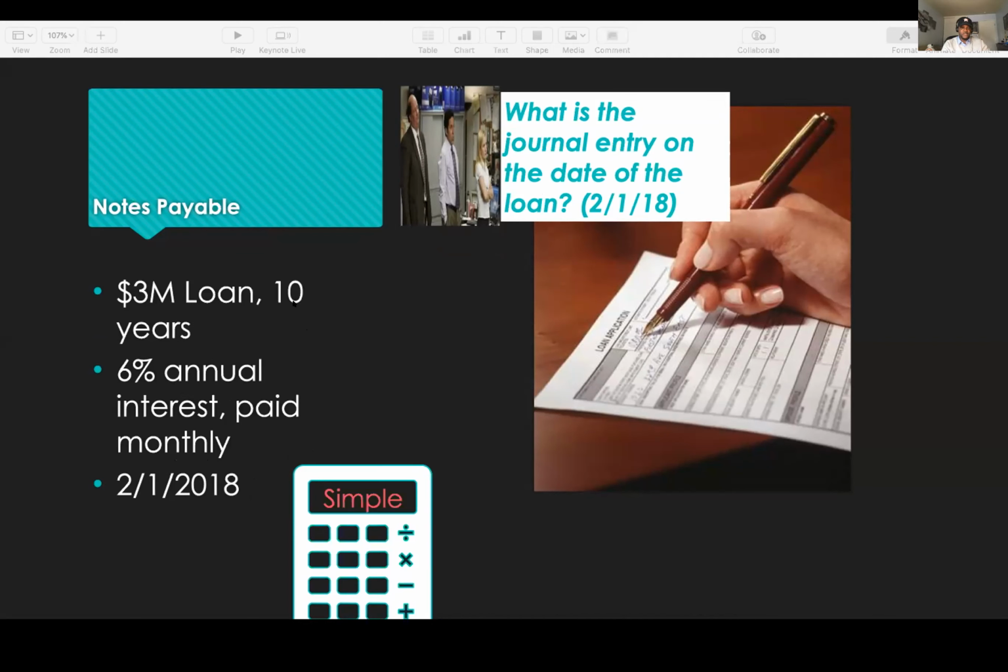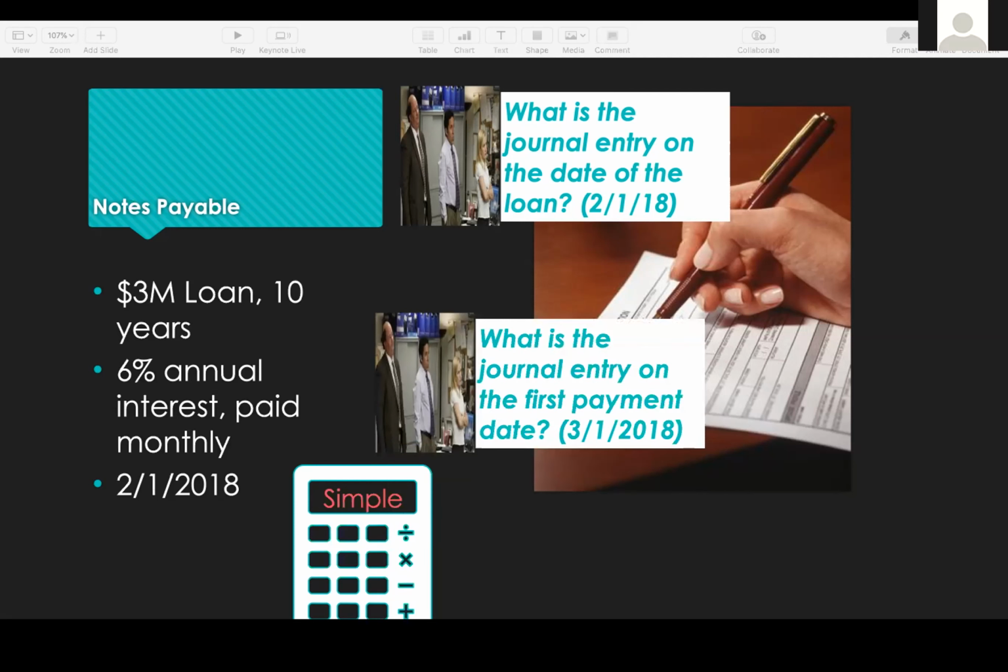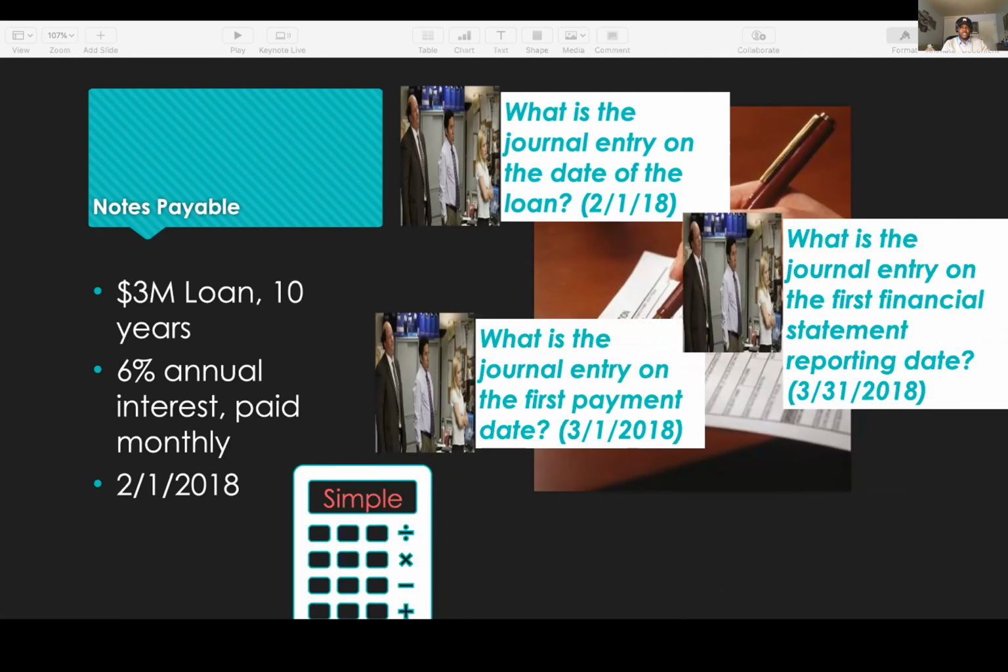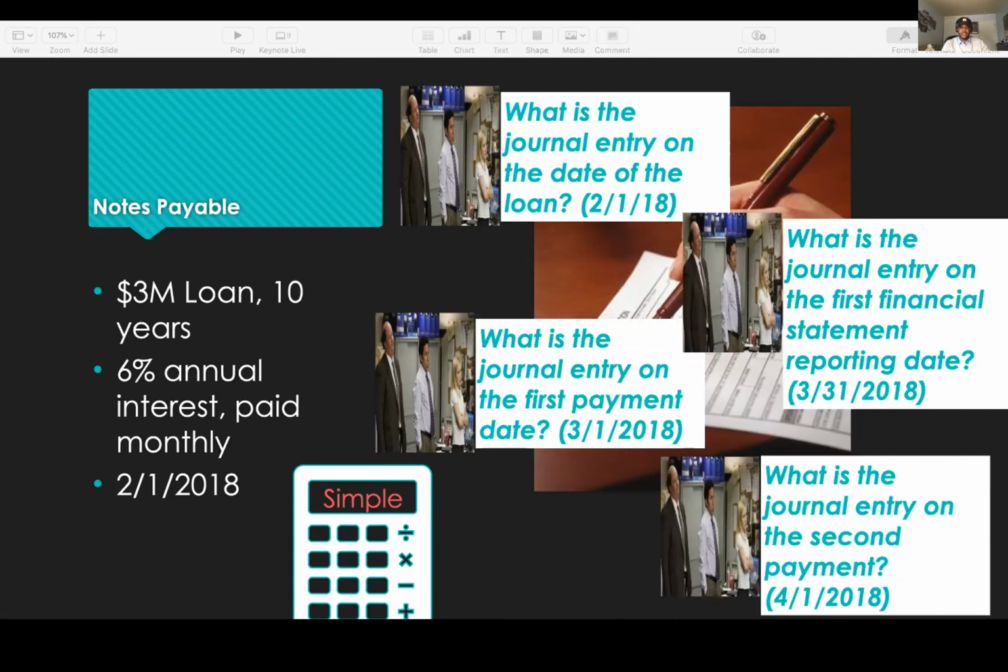It's a $3 million loan for 10 years, 6% annual interest paid monthly. Okay. February 1st, 2018. What's the journal entry on the date of the loan? What's the journal entry on the first payment date? That's the second one. What's the journal entry on March 31st when they get to their first financial statement on the accrual basis of accounting? And then what's the journal entry on the second payment date? Okay, April 1st of the next period.